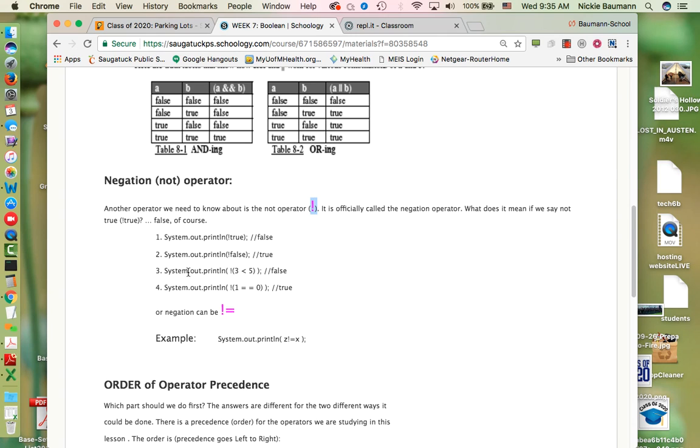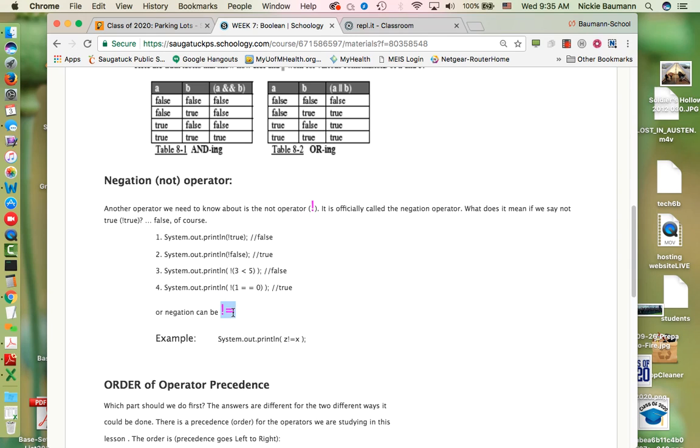If we were going to do this system output, like in number 3, so we first got to go into the parentheses. Remember order of operation here. So 3 is less than 5. That is true. But we are taking the not or opposite of it. And that means it's false. Same with this. So if we're taking a look at 1 is equal or equivalent to 0, that would be false. But we're taking the opposite or not version of false, which would be true.